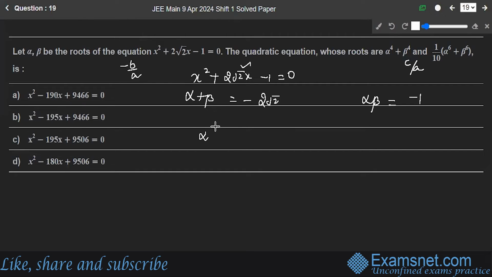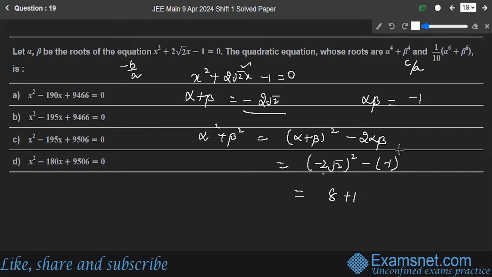So alpha squared plus beta squared. This is equal to alpha plus beta squared minus 2 alpha beta, right? And that is equal to this square minus of minus 1. This will be, wait, this is 8 into 2. Sorry, 4 into 2. 4 into 2, this is 8, right? And plus 1. Here was supposed to be 2, so this is 10.